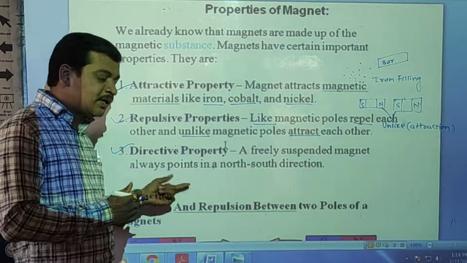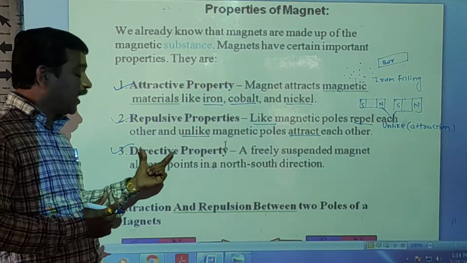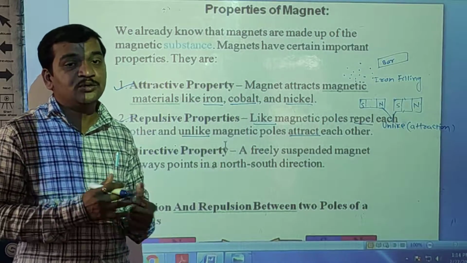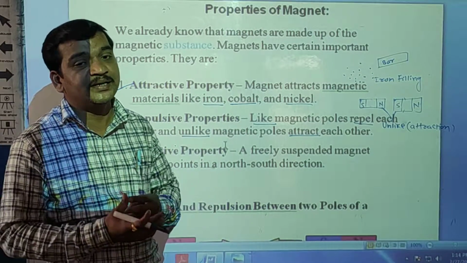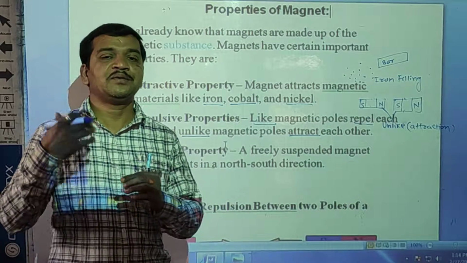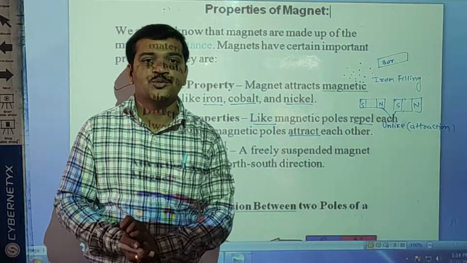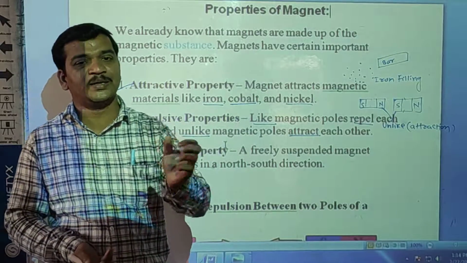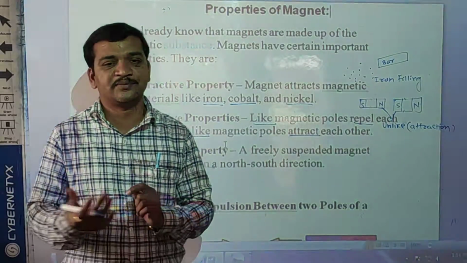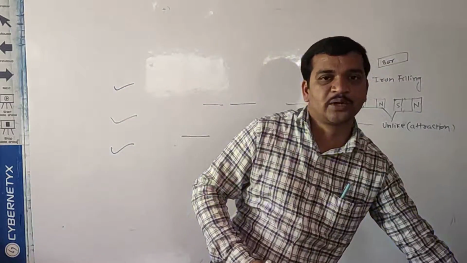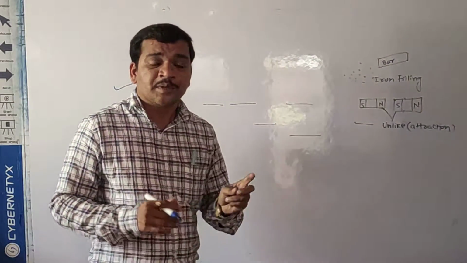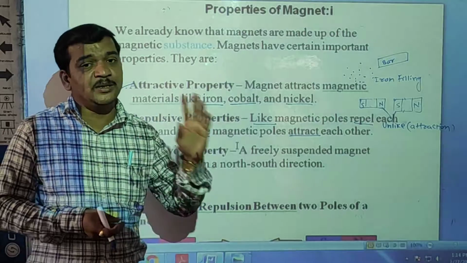So this is the directive property. We can use this property to find the direction. Wherever you go, to the forest or somewhere else, with the help of a magnetic compass you can get the two directions, that is north and south, and then you can easily find out the remaining two directions. Okay, students.